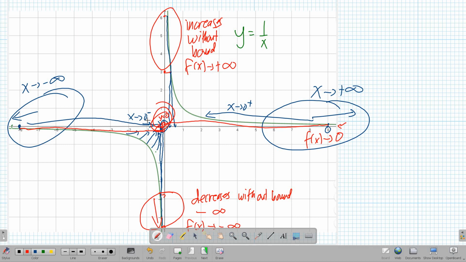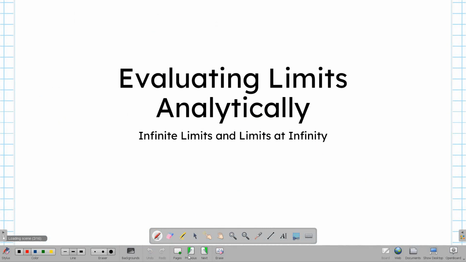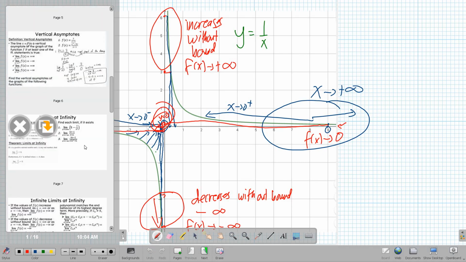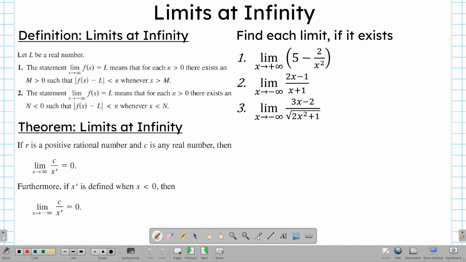A while ago, in the previous video, we were talking about infinite limits, where the limit is at infinity. This time, what happens if x is the one at infinity? So we have limits at infinity. We have this one here. There you go. So this is the formal definition with epsilon delta.